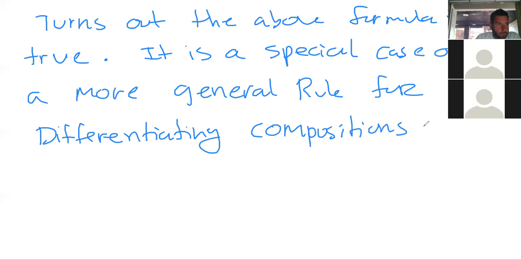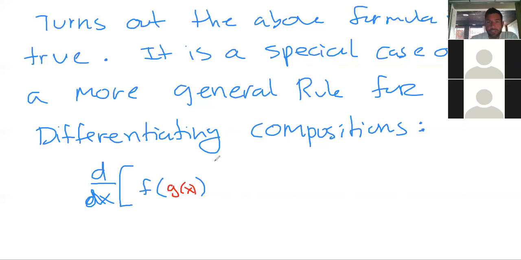And so what is this rule? Well, the general rule says the following. Suppose we want to differentiate the composition of two functions. So let's remind you what that means. That means f evaluated at some other expression. So this is not multiplication, this is composition. So I'm throwing g into f.